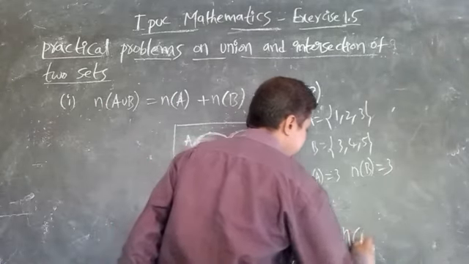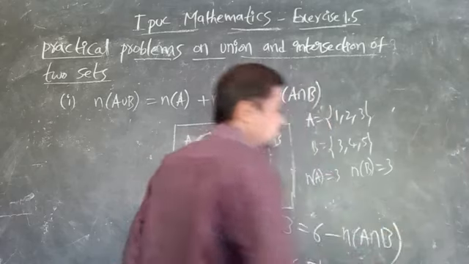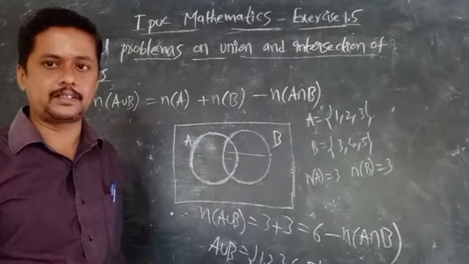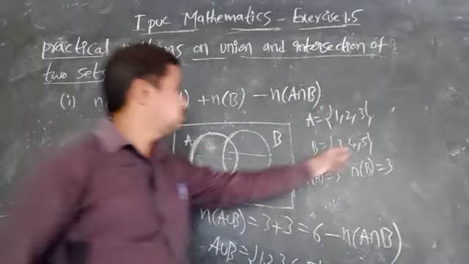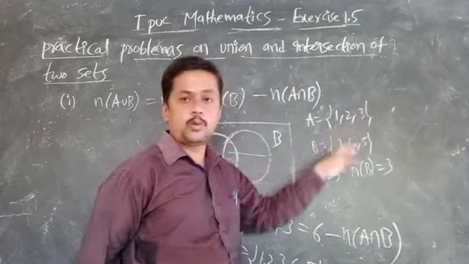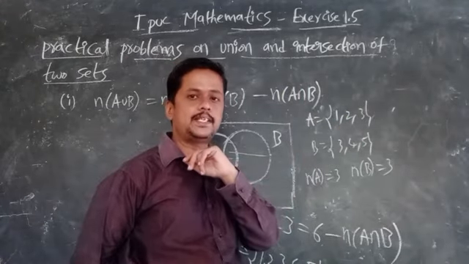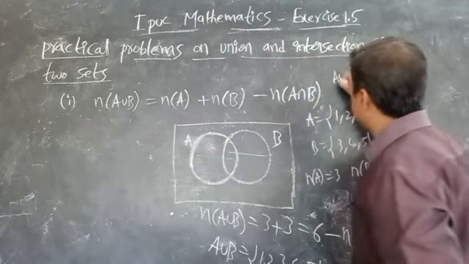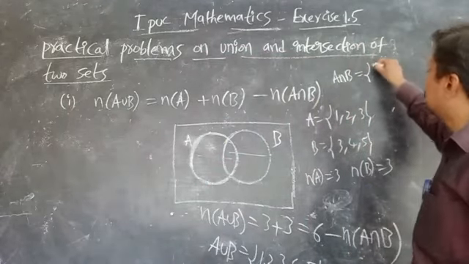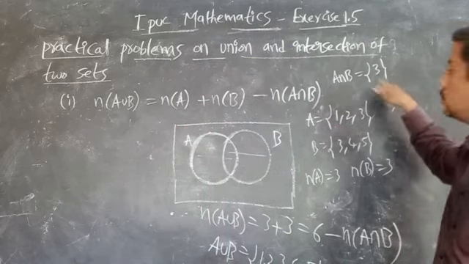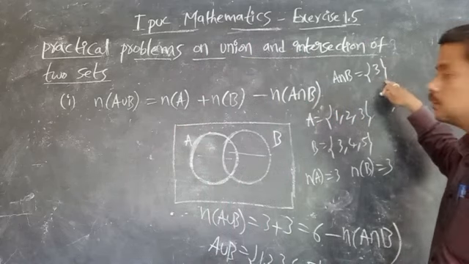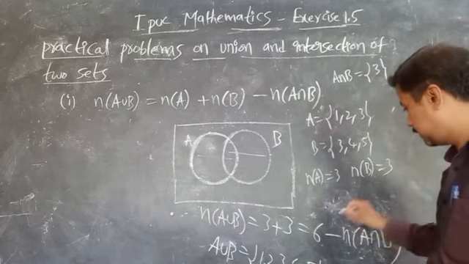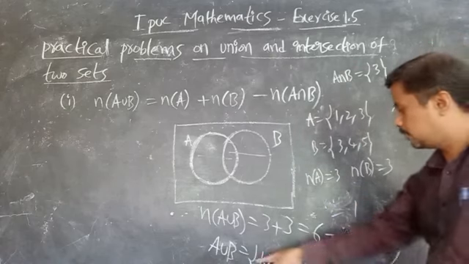n of A intersection B, subtract. Okay. Why? Because 2 times 3, then 1 is there. So what is A intersection B? A intersection B is equal to 3. So n of A intersection B is equal to what? Only one element. So therefore 6 minus 1, 5. So 5 elements.